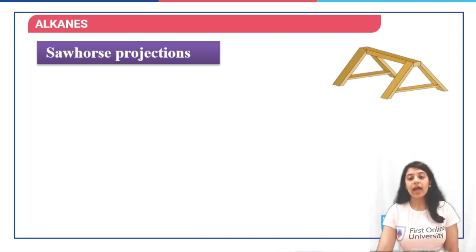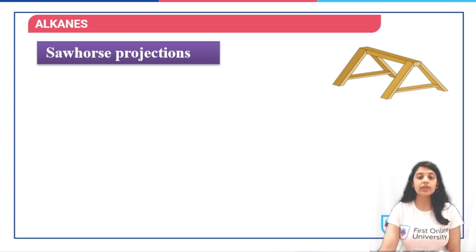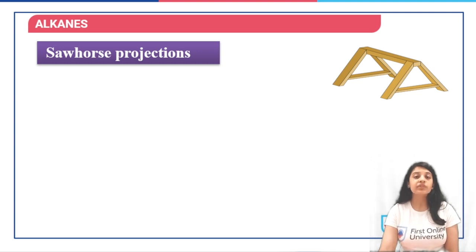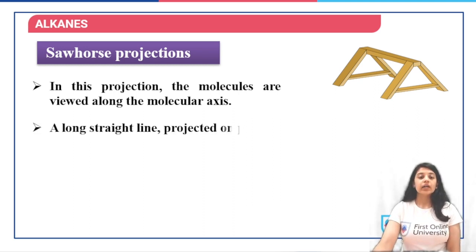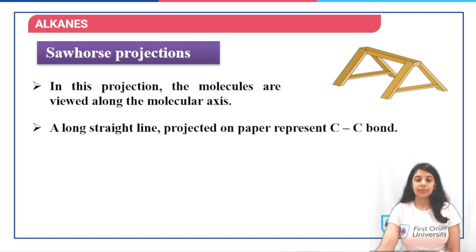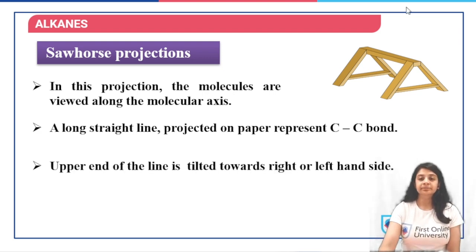So when I look at this particular bench that has been shown, this is exactly what a sawhorse projection would look like in the case of the eclipsed conformation. In this projection, the molecule is viewed along the molecular axis. So this is my molecular axis. Now, a long straight line which is projected on the paper represents a C-C bond.